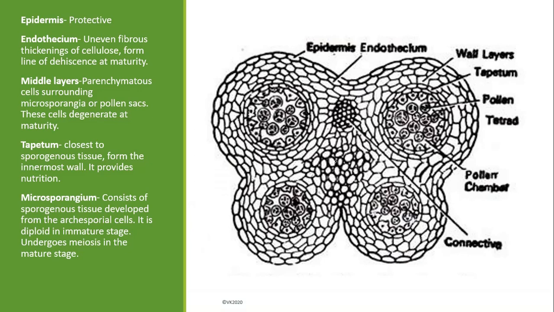This is a mature anther, and in this you can see that the pollen grains have formed and we have an epidermis, which is of course protective in function. Then we have an endothecial layer. These endothecial cells consist of cellulose in their cell walls. Now, when it has lots of cellulose in the cell walls, it is not very evenly spread out. Hence, the endothecial cells show uneven cellulose thickenings.